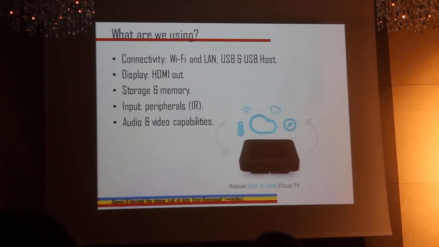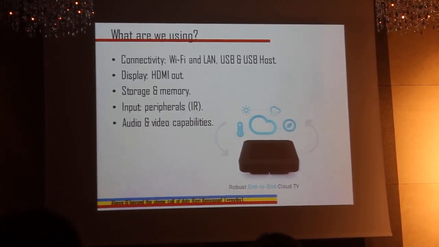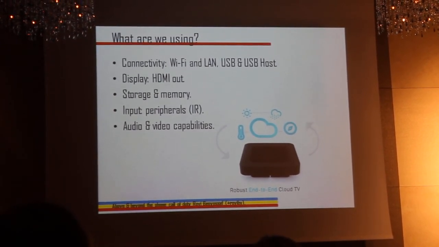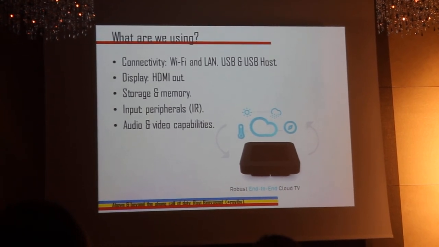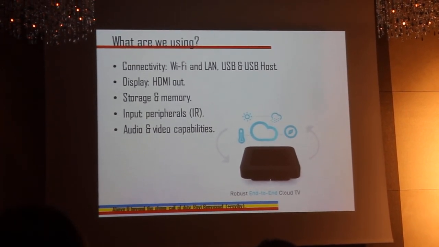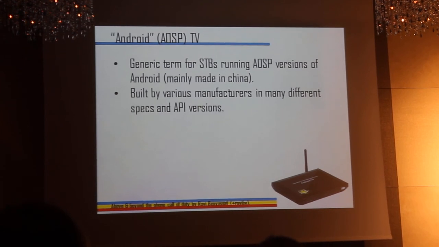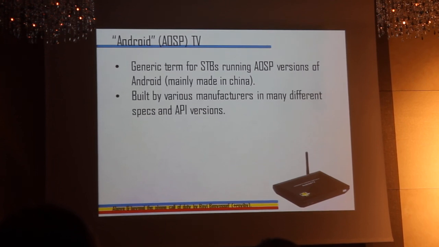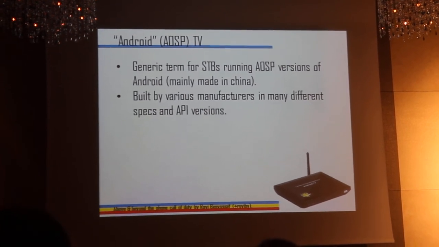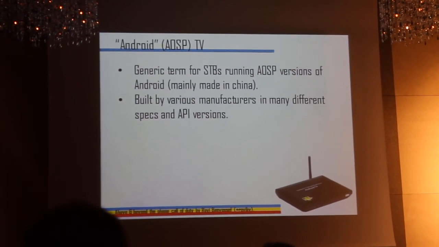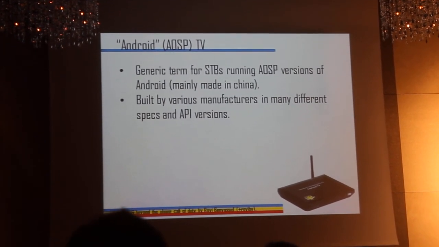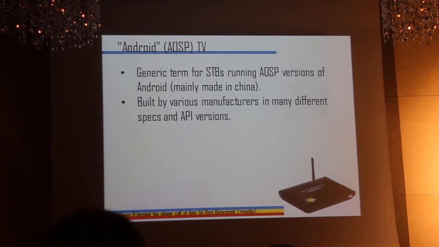You have USB and USB host to connect either a peripheral or a disk-on-key in order to play your own home media. You have input peripheral IR, which is the remote control, and you can obviously use the audio and video since it's a television set. Now, our product was built on an older product, a simpler product. The reason I brought this example is to show you that you don't have to start anything from scratch. Even if you're building something from Android, you can also build on a cheaper, older version of it.